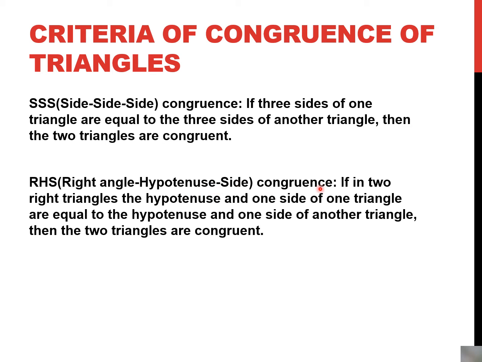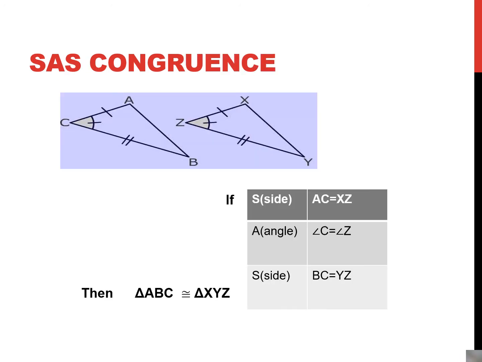So here, obviously in a right angle triangle, one of the angles has to be a right angle. So this will come automatically. Then the hypotenuse should be of the same size and there should be one more side which is equal to the other triangle, right? Now let's learn them in detail.